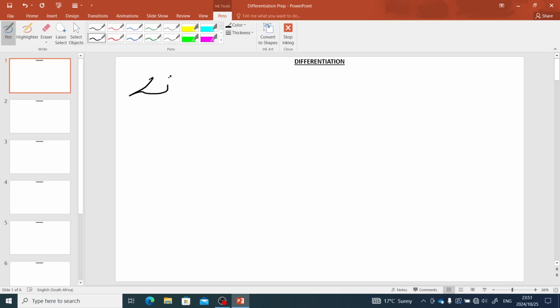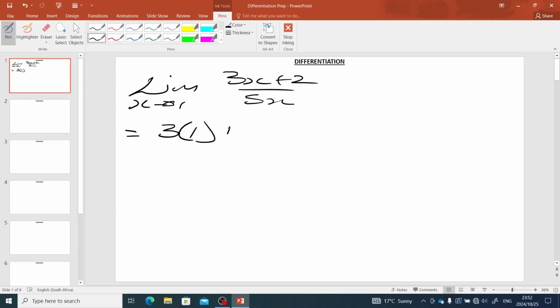Now we are given the limit as x approaches 1 of 3x plus 2 divided by 5x. We'll apply the direct substitution method. It will be 3 multiplied by 1 plus 2, divided by 5 multiplied by 1. Then we get our answer as 1, because 3 plus 2 equals 5, and 5 divided by 5 is 1.